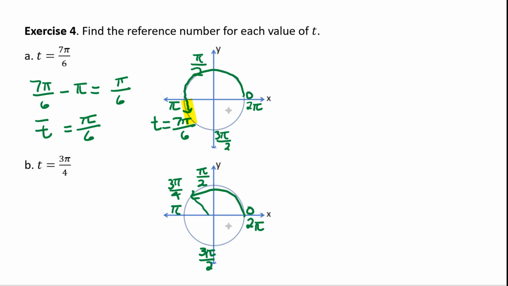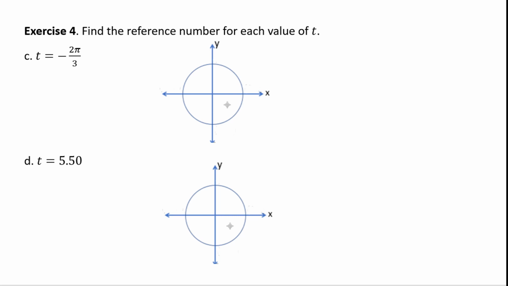To get the reference number, we take the pi and subtract 3 pi over 4. Performing the fraction, getting a common denominator of 4, so we do 4 pi over 4 minus 3 pi over 4. That difference will give you the reference number of pi over 4.